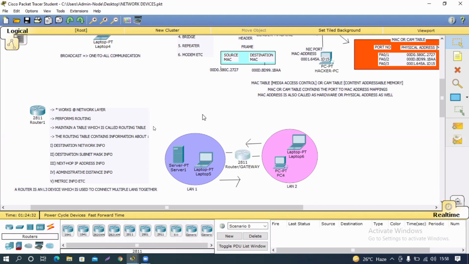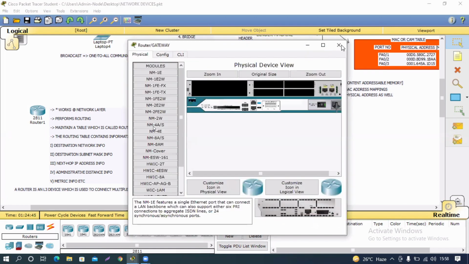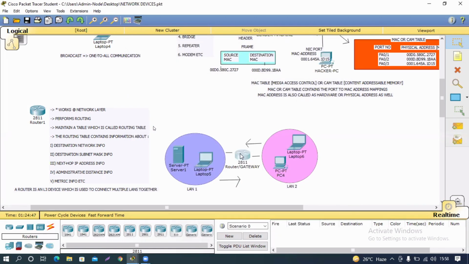Because it is this device via which from this LAN you can access this LAN, and from this LAN you can access the other LAN. This is just working as a gate. Just think of it like a gate. Once you enter the gate, you are accessing this LAN. If you exit and enter this particular side, then you are accessing LAN number 2. Just think of it like a gate sitting in between two areas.